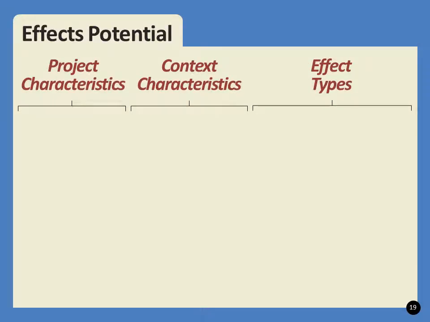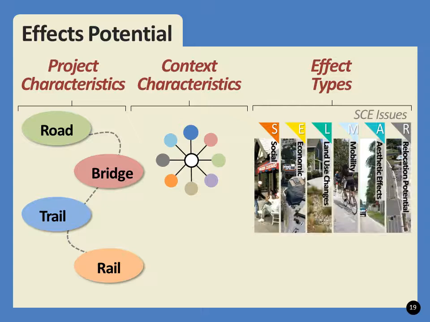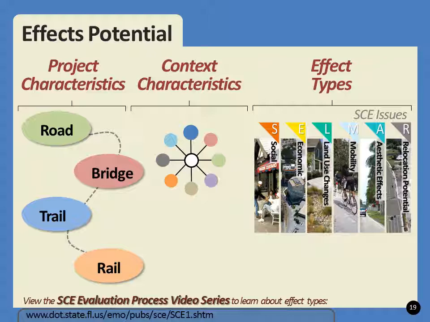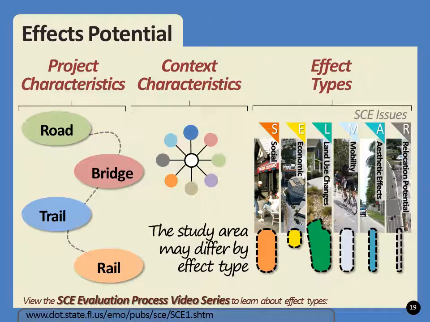Using what you have learned thus far about the project and the project context, consider locations where project effects could occur and factor that into the delineation of the study area. The range of potential transportation-related effects are categorized under the 6 sociocultural effects issues, which are discussed in detail in the department's Sociocultural Effects Evaluation Process video series. The geographic span of one effect type may be different from another, so the study area will not necessarily be the same for all effects.